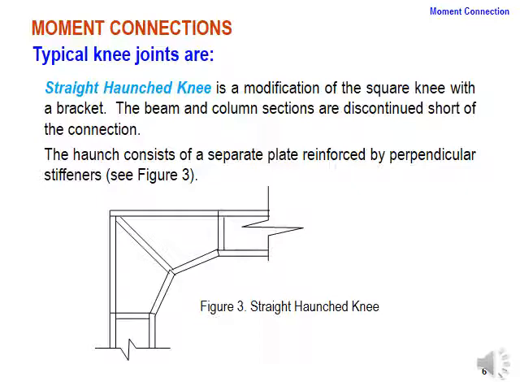So we may have another type of knee in which the haunches are provided. Straight haunch knees are a modification of the square knee with the bracket. Okay, so whatever bracket we provided diagonally can be provided in haunched form. In parts we can provide it with different angles. In this way the two different plates are connected with each other to provide the haunched shape. This is a straight haunch, meaning the straight diagonal plates are going to be provided here. So the rest will remain the same.